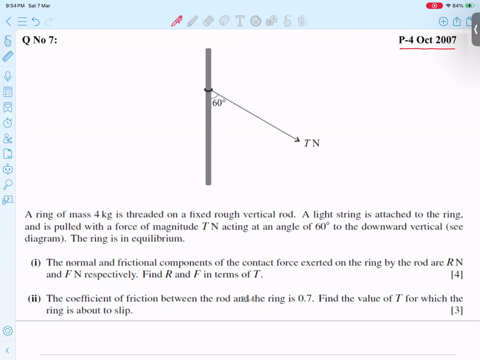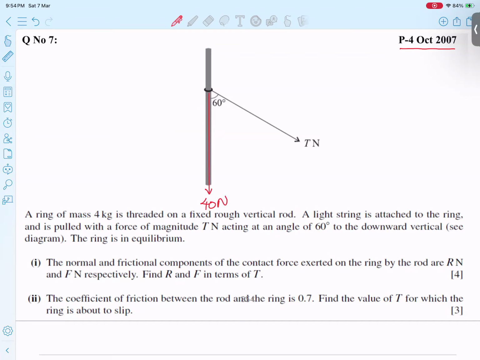This is October 2007, paper 4, and the question of a topic of the rings. First of all, the mass of the ring is 4 kilograms. So naturally, what is the weight? Weight will act downwards. You can see clearly, it is 4 times 10, 40 newtons force acting downwards.